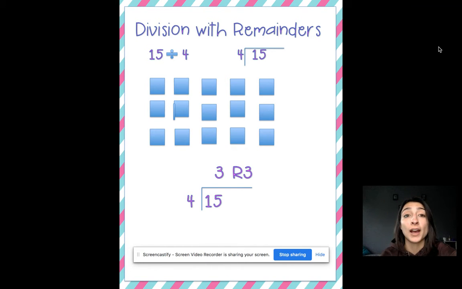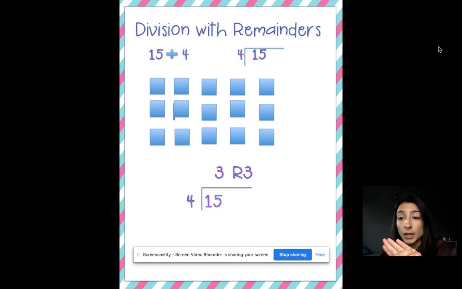All right, so if I have 15 divided by 4, I have 15 pieces of candy. I put them into 4 groups. Now I want every group to be even. So each group has to have the same amount of candy in it. If each group does not have the same amount of candy, then it doesn't go in evenly, and that means we have some left over.